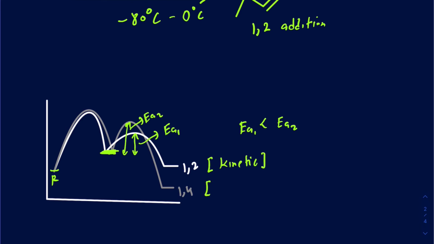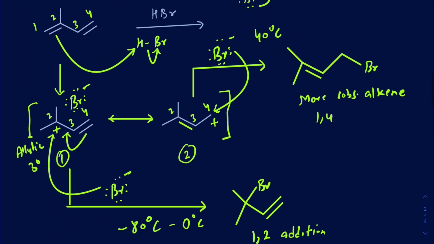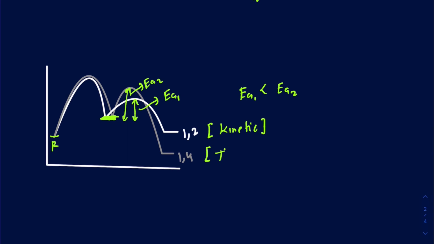And then your EA2 is actually going to be bigger than your EA1, and that means the EA2 pathway does make the most stable product, because the alkene that's made in this particular case is more substituted. So this is going to be your thermodynamic product.